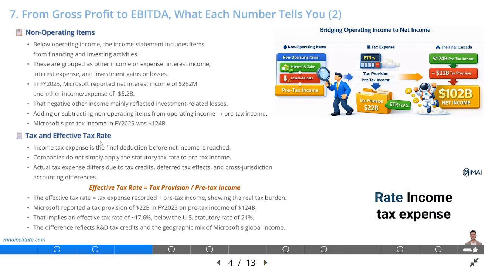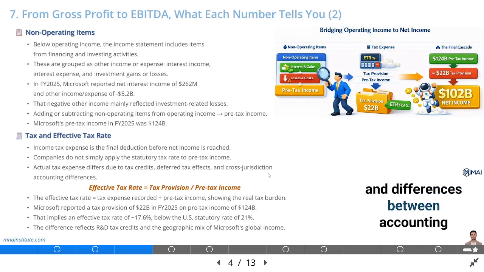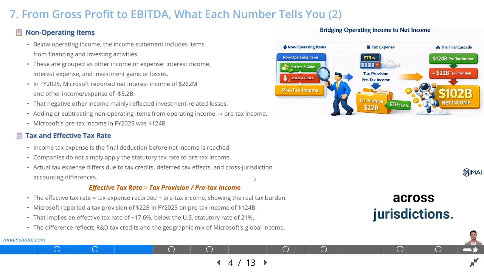Tax and effective tax rate. Income tax expense is the final deduction before net income is reached. Companies do not simply apply their statutory tax rate to pre-tax income. The actual tax expense differs from the statutory rate due to tax credits, deferred tax effects, and differences between accounting rules and tax laws across jurisdictions.